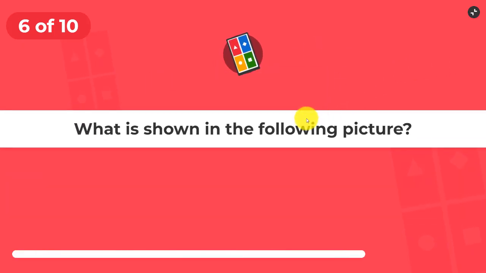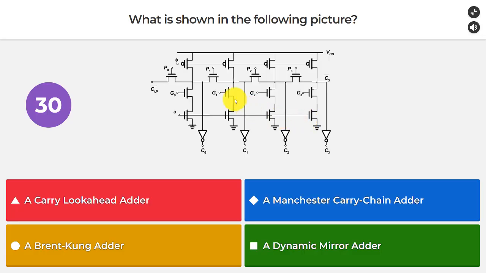Question number 6, what is shown in the following picture? And we have this circuit over here. Is that a carry look-ahead adder? Is it a Manchester carry chain adder? Is it a Brent-Kung adder? Or is it a dynamic mirror adder? Well, I'm going to go for a Manchester carry chain adder.